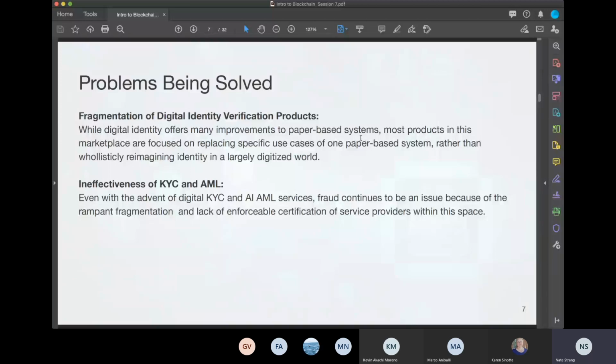And one of the most common forms of digital identity verification that we see today is what's often referred to as KYC, or Know Your Customer, and AML, which is anti-money laundering. AML obviously particularly applies to your financial identity.